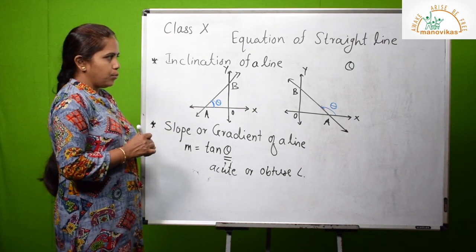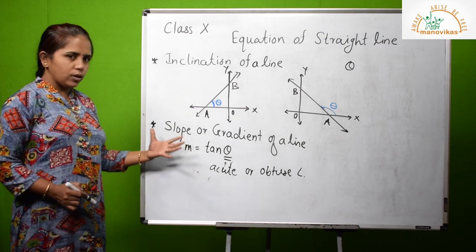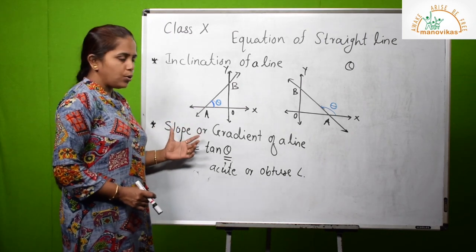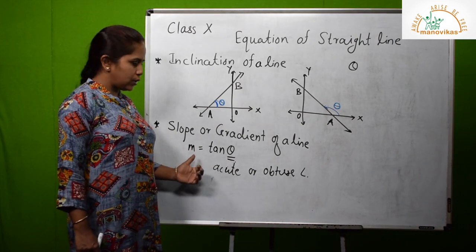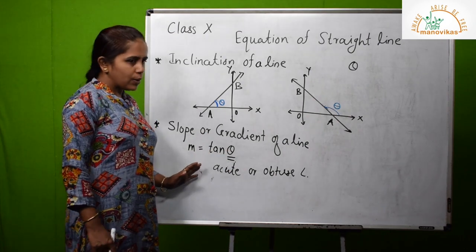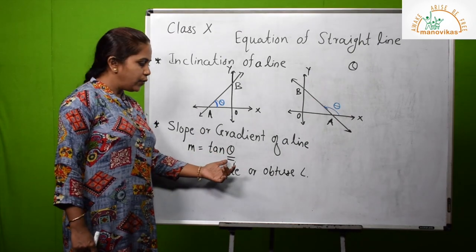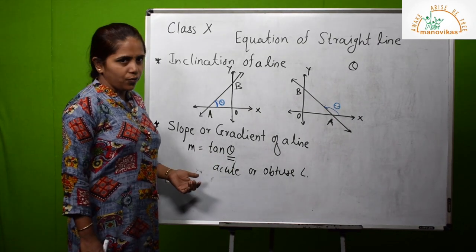Now we'll see more definitions for the slope, or more formulas for how to get the slope value. First we got the slope value as m is equal to tan theta. This is possible when the angle of inclination is given; only then can we use this formula to get the slope value.